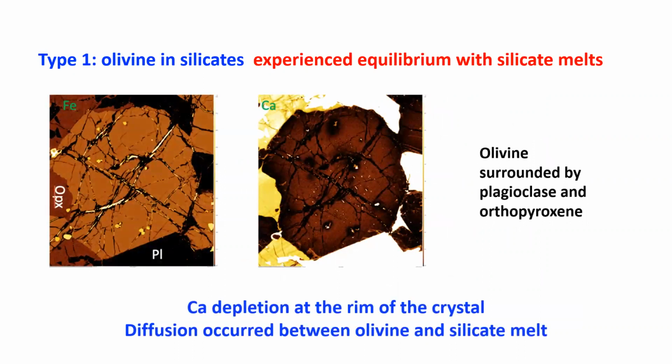Interesting is the calcium zoning in olivine. For this olivine, there is no iron and magnesium zoning, but we can see nice calcium zoning at the rim. The calcium at the rim is depleted. It's very nice calcium zoning here.